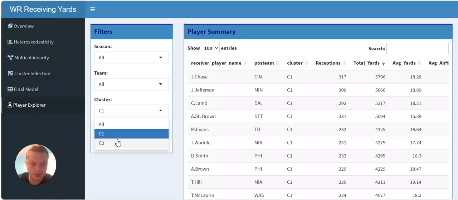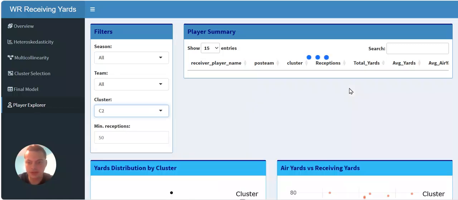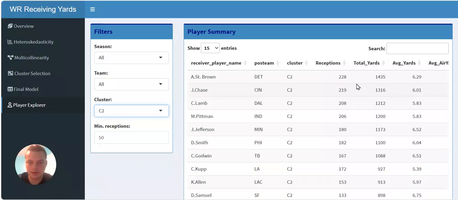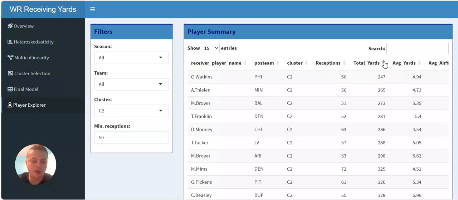However, when we go to cluster 2, let's see who had the most in that cluster. So the most receiving yards in that cluster would be, actually the least would be Quez Watkins, and then the most would be Amon-Ra St. Brown.